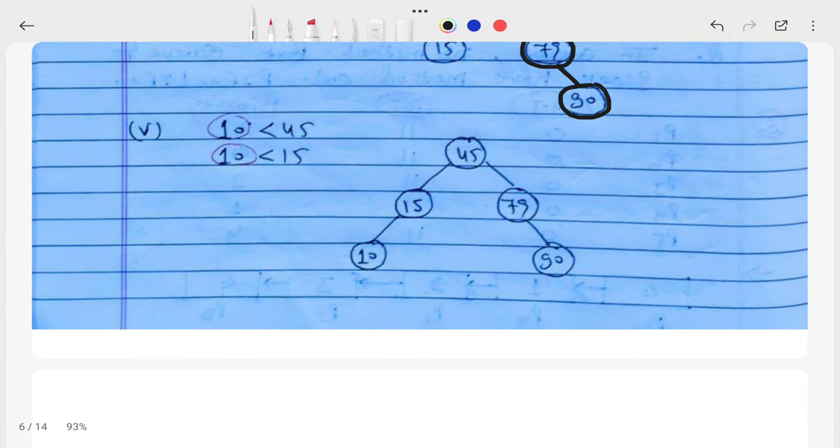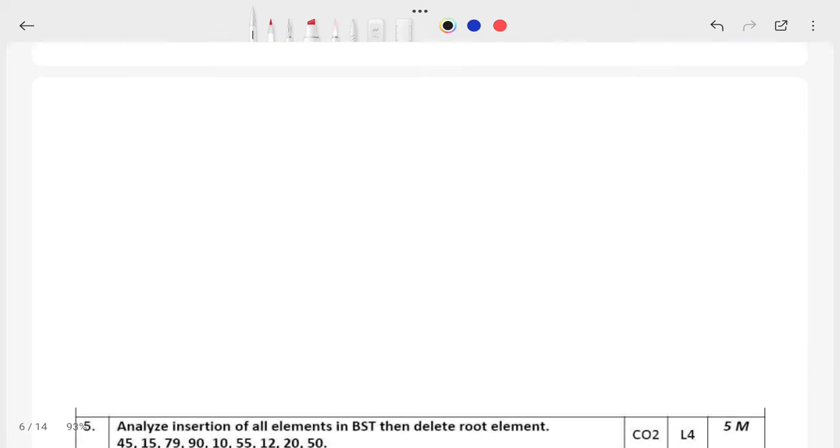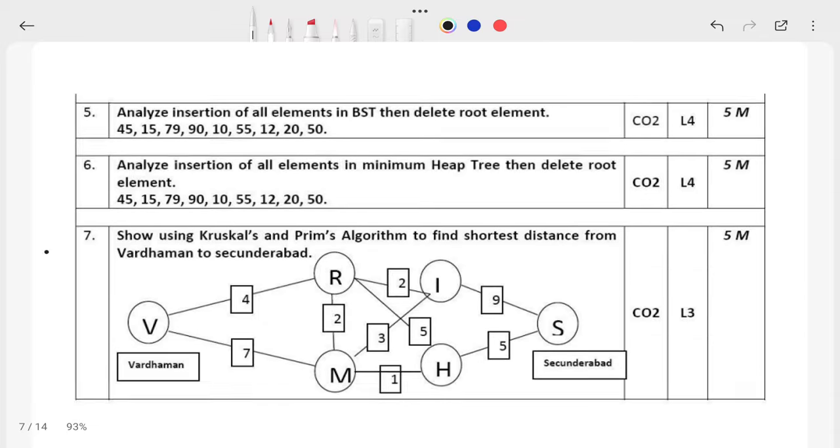Now next data is equal to 10. This 10 will ask to the root. 10 is less than 45, so you will go to the left side. Again 10 is less than 15, so you will go to the left side. So you can see this is the diagram of my BST.